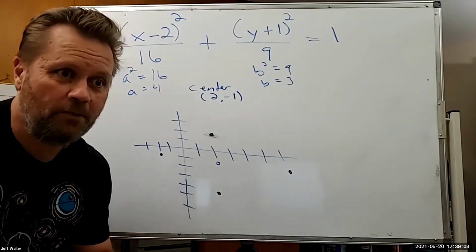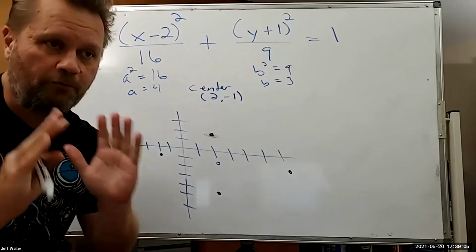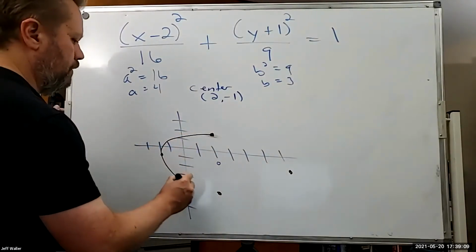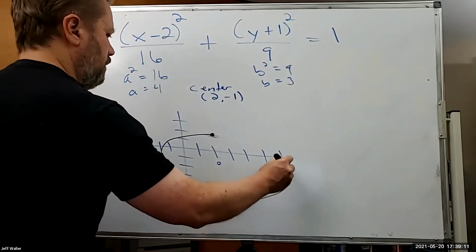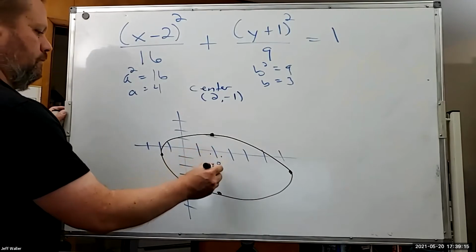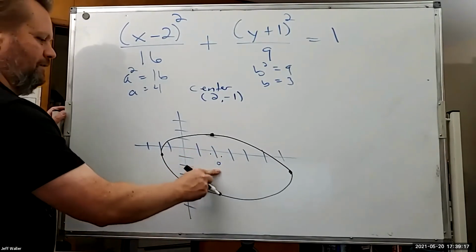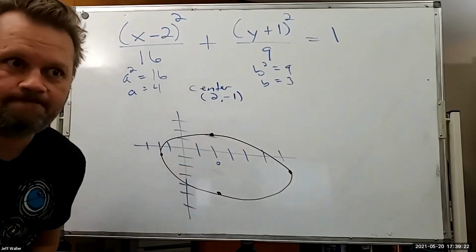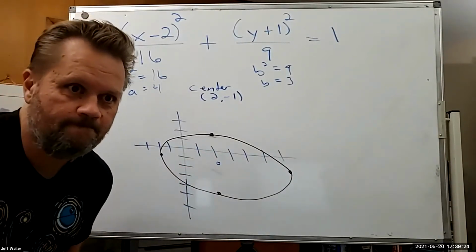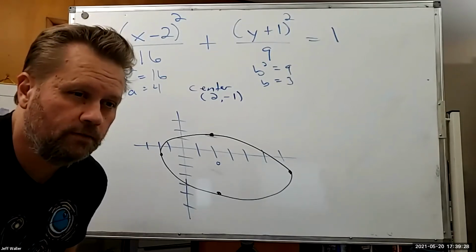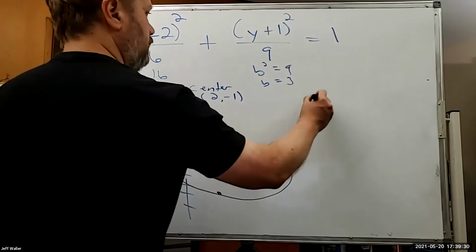Can you believe it? Compared to some of the stuff we've been doing, ellipses are really nice. Can somebody help me figure out what the foci are? All right, sorry. Five. What did you do exactly? So the foci.